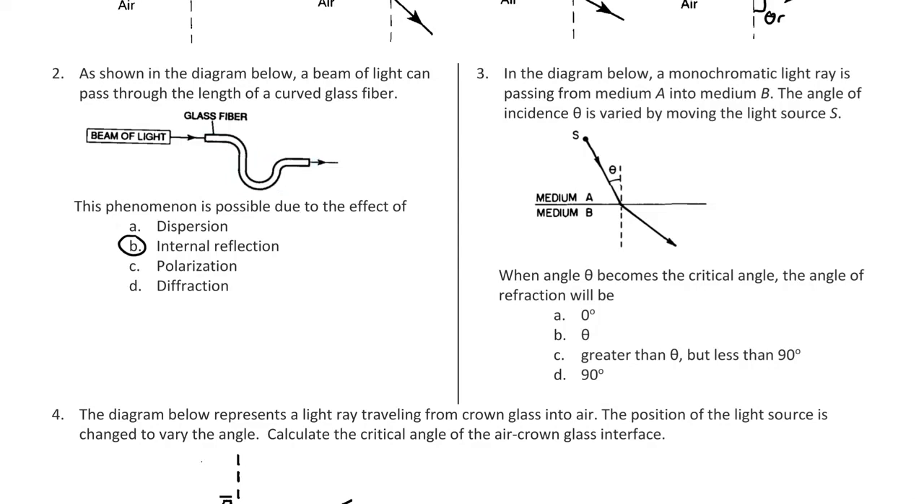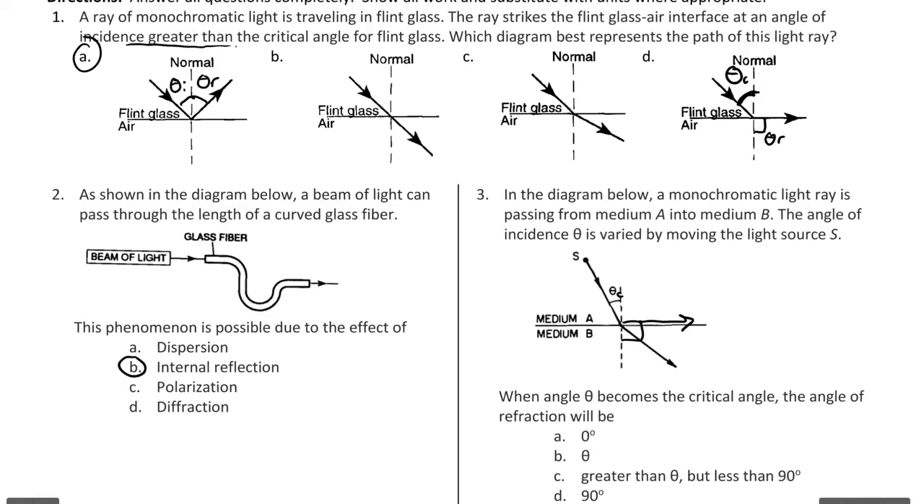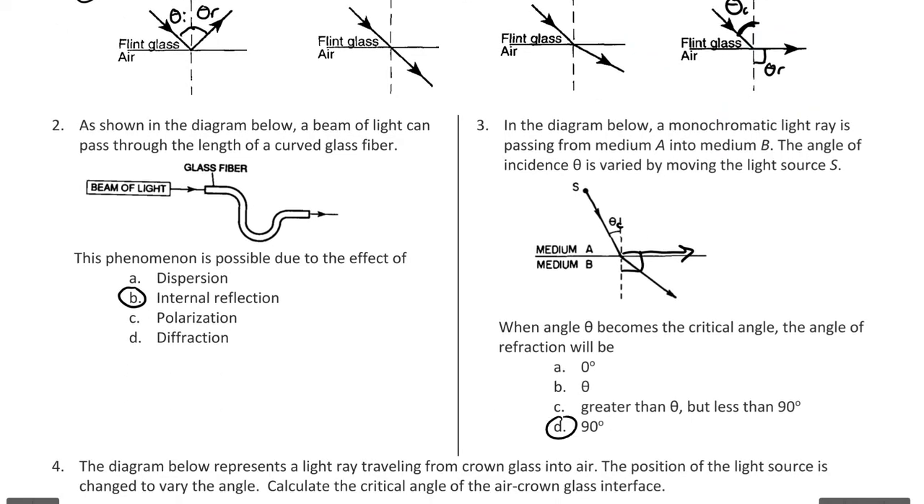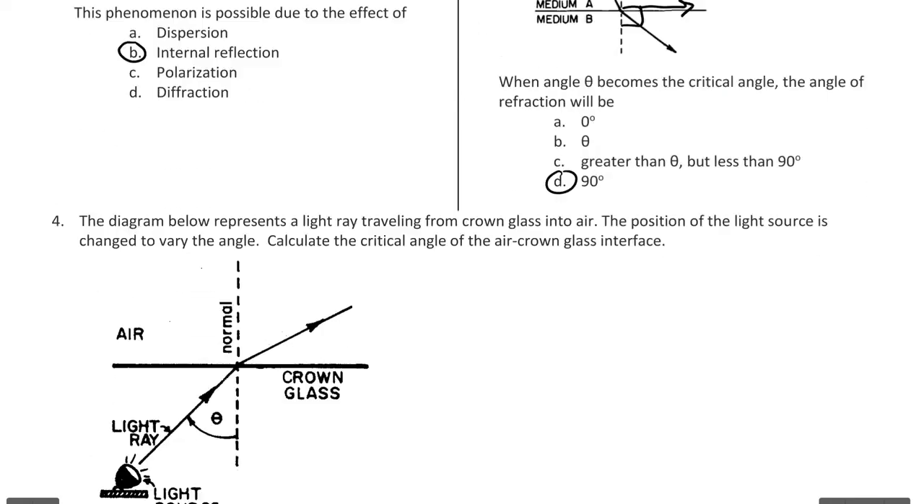Number 3, in the diagram below, a monochromatic light ray is passing from medium A into medium B. The angle of incidence is varied by moving the light source S. When angle theta becomes the critical angle, the angle of refraction, do you guys remember? If this is theta C, then the angle of refraction is 90 degrees. That's the critical angle. That's this situation here. That's showing the angle of refraction being 90 degrees. If it's equal to the critical angle, the angle of refraction is 90 degrees. That leads into number 4.